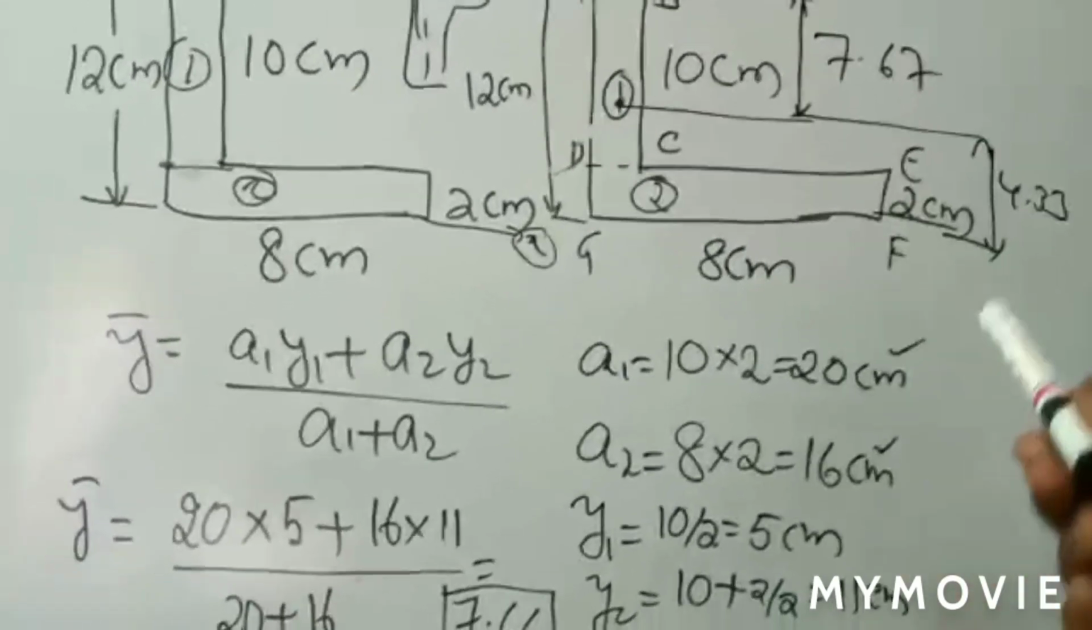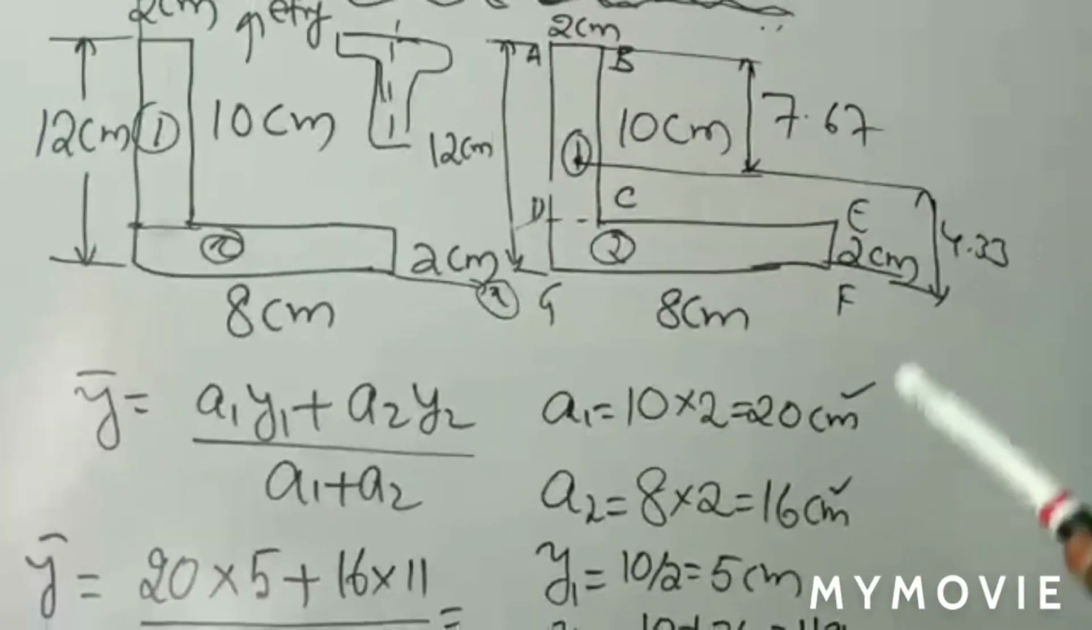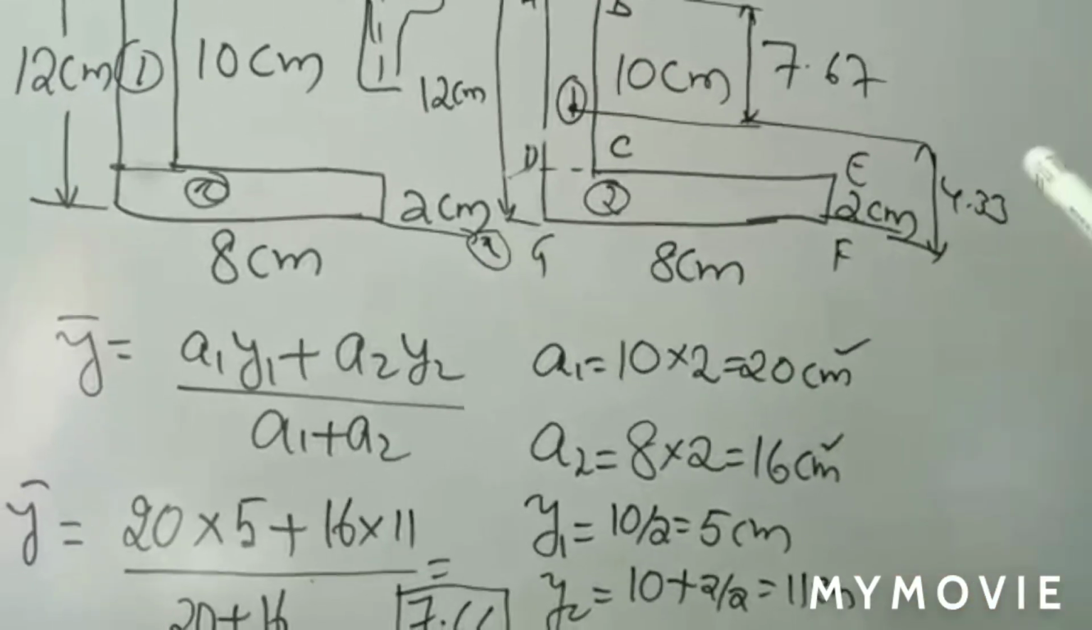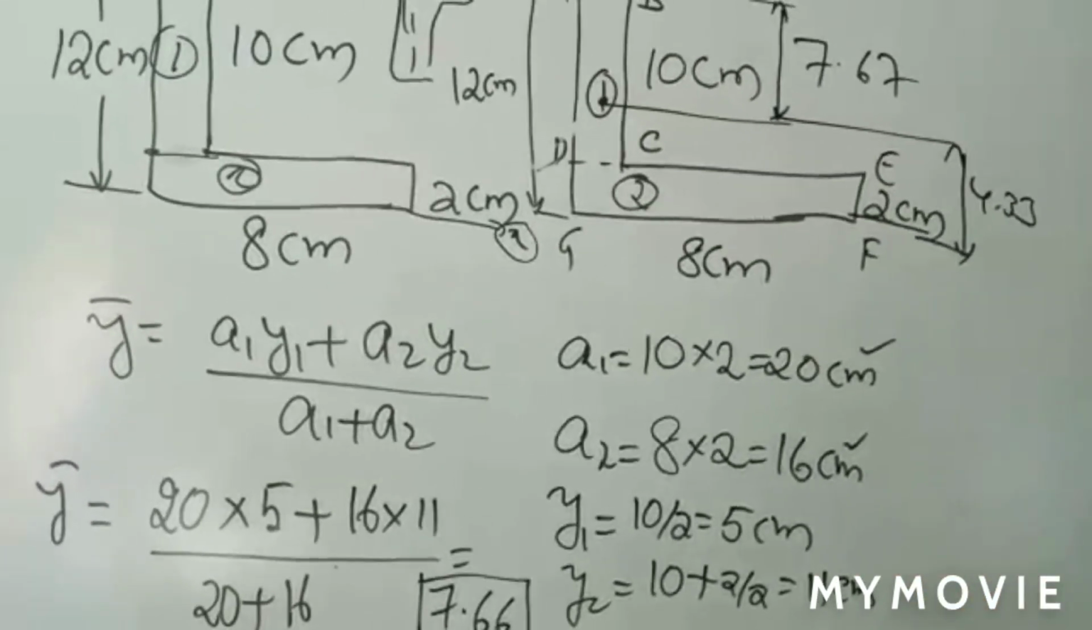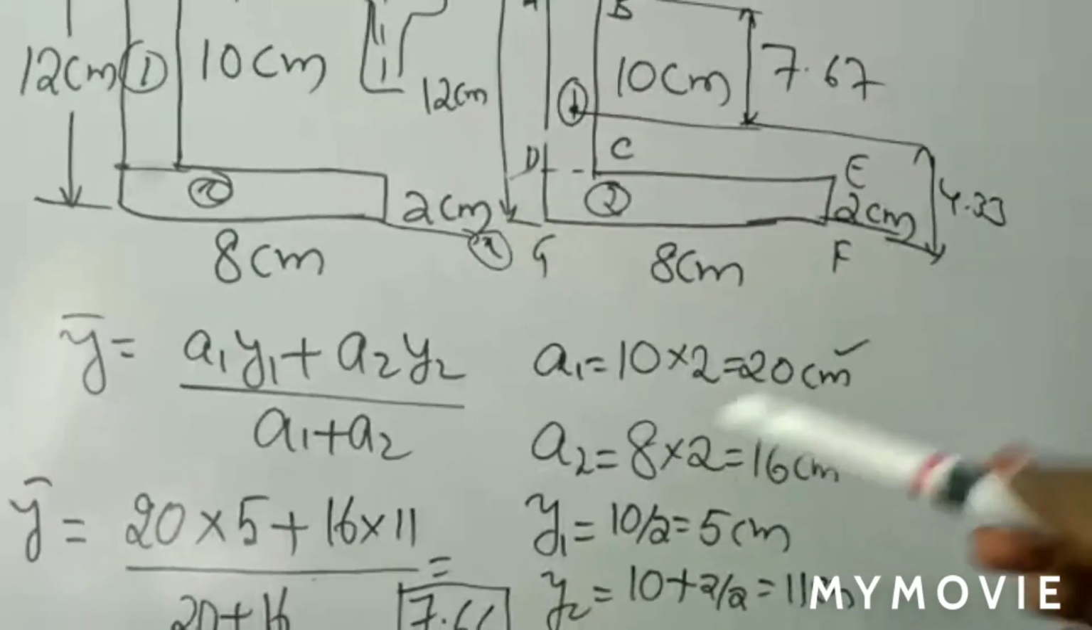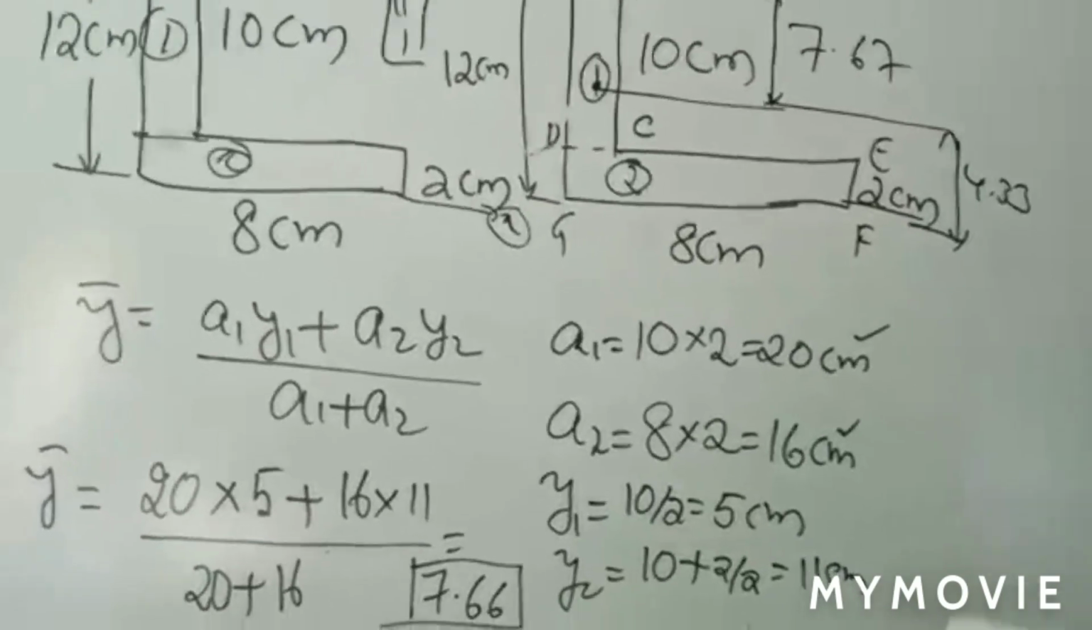Next, move on to y2. y2 means consider rectangle block DEFG. Its total height is 2 centimeters. The centroid is exactly at the center, so 2 by 2 is 1. And the distance of 10 centimeters, so 10 plus 2 by 2, the total is 11 centimeters.